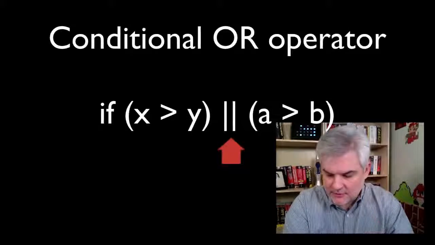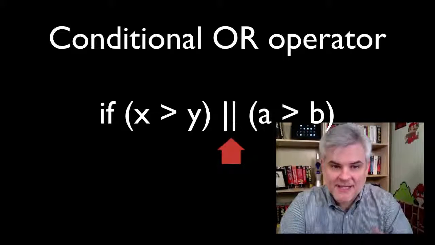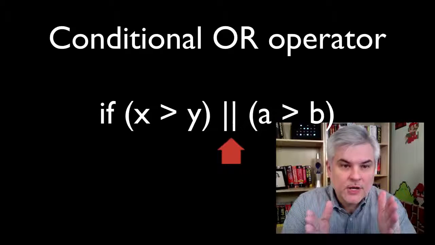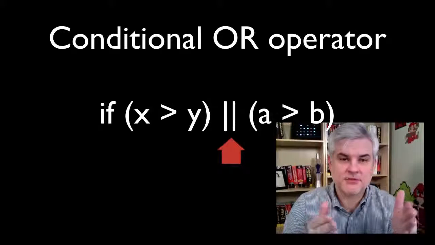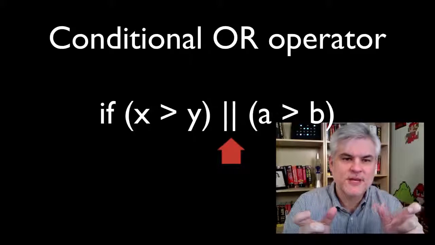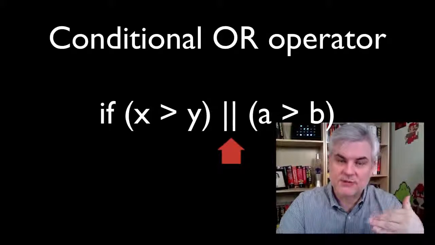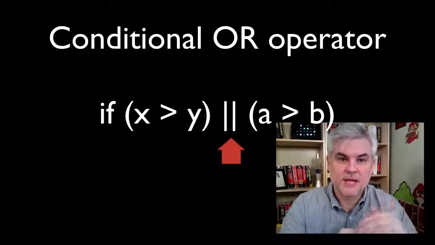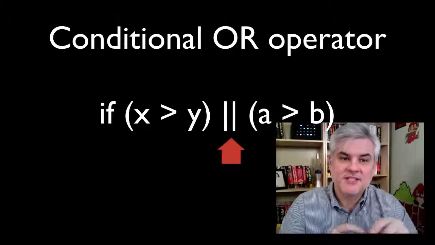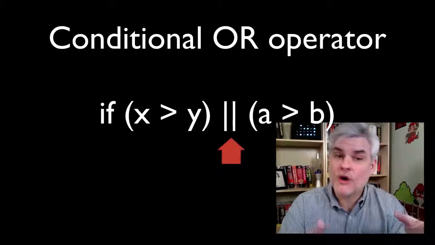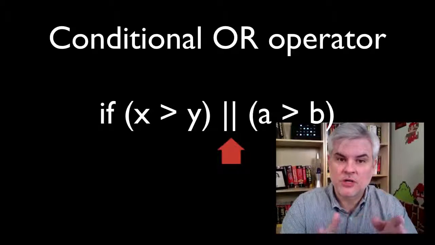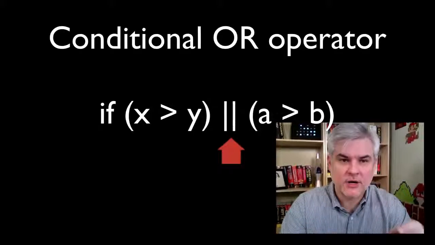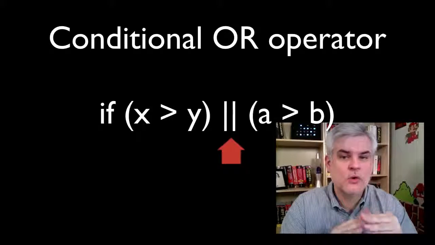There's the conditional or operator, which are two pipe symbols. On my keyboard, they're above the backslash. And so in this case, if either one of these expressions are true, then execute the code block below the if statement. If x is greater than y or a is greater than b, either one of those, then we're good to go. So that's the conditional or operator. We use the conditional and, conditional or a lot.